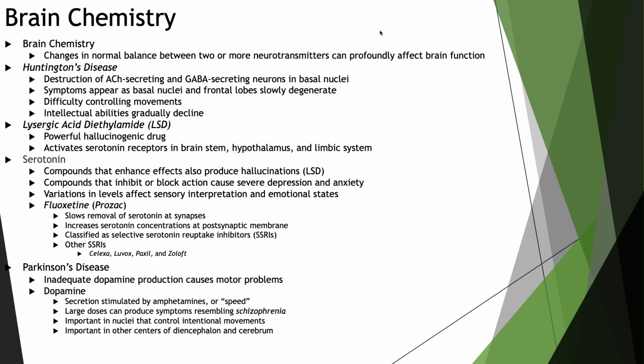An effective antidepressive drug, now in widespread use, is called fluoxetine, or by its brand name Prozac. It slows the removal of serotonin at synapses, causing an increase in serotonin concentrations at the postsynaptic membrane. Such drugs are classified as selective serotonin reuptake inhibitors, or SSRIs. Other important SSRIs include Celexa, Luvox, Paxil, and Zoloft.